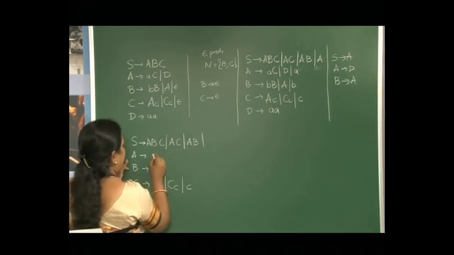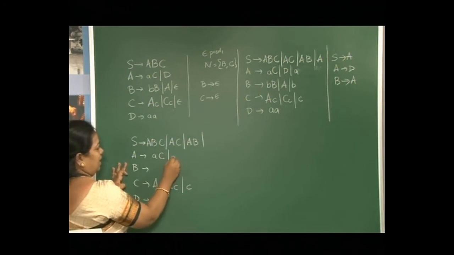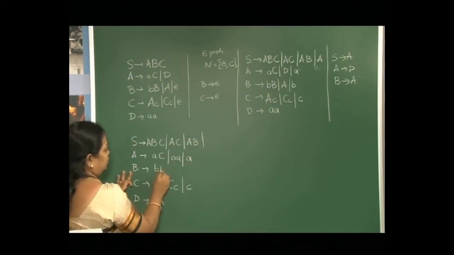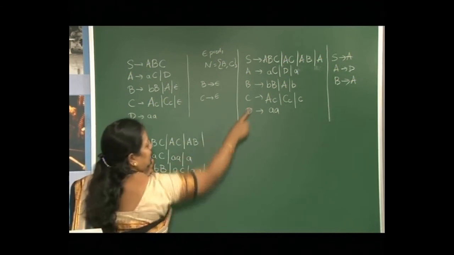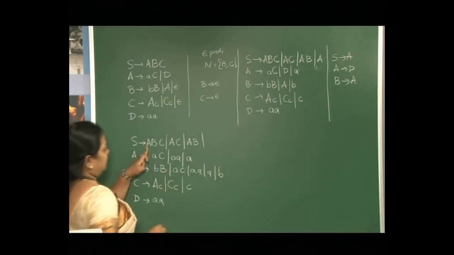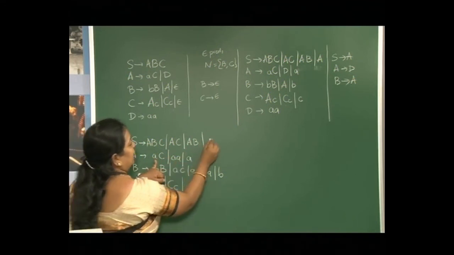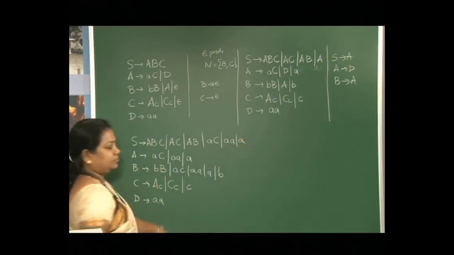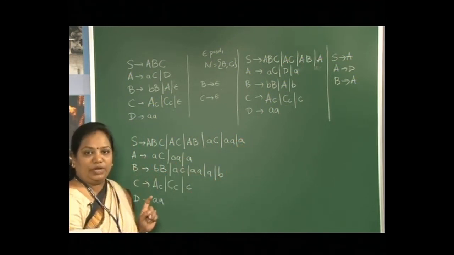Coming to A, we have AC or D tends to AA, or A. Coming to B, B tends to BB or A, which is AC or AA or A, and this B as it is. S tends to ABC, AC, AB and A, where A is substituted by all the RHS rules, AC, AA and A. So this is the grammar obtained after eliminating unit productions.